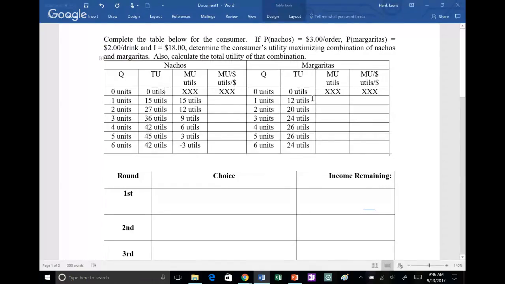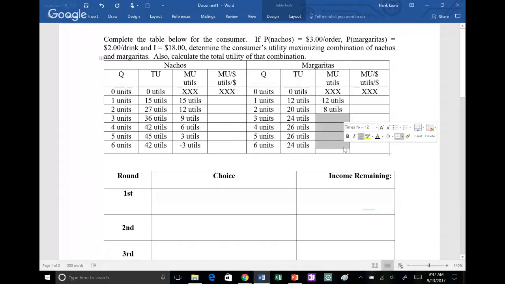All right. Now, we have to also do this for the margaritas. They have a different set of tastes for this person here, and so the total utility values are different. And so I'll talk about the first couple. 12 minus 0, 12 utils. 1 minus 0, 1 unit. 12 divided by 1 equals 12. 20 minus 12, 8 utils. 2 minus 1, 1 unit. 8 divided by 1, 8 utils.